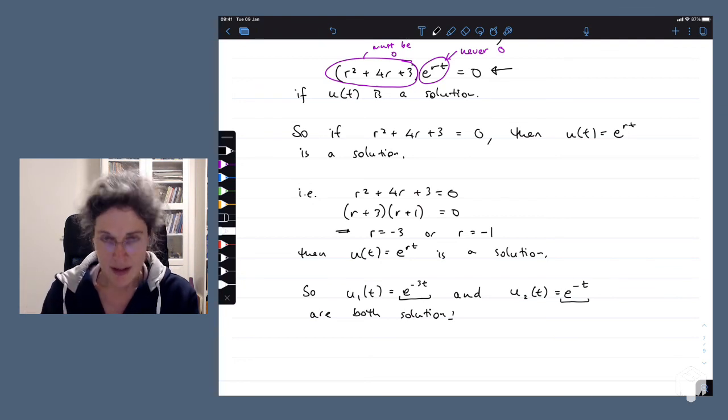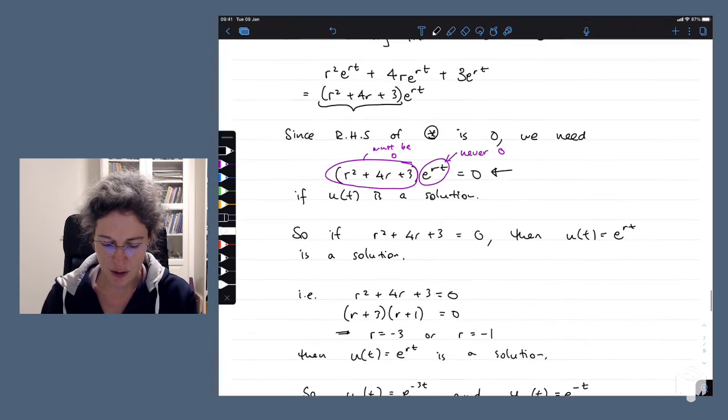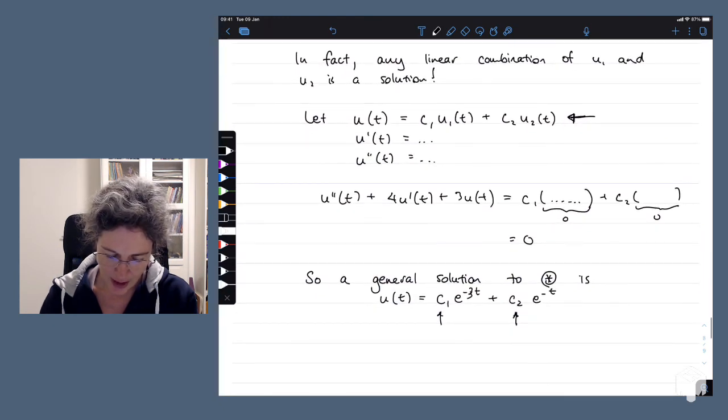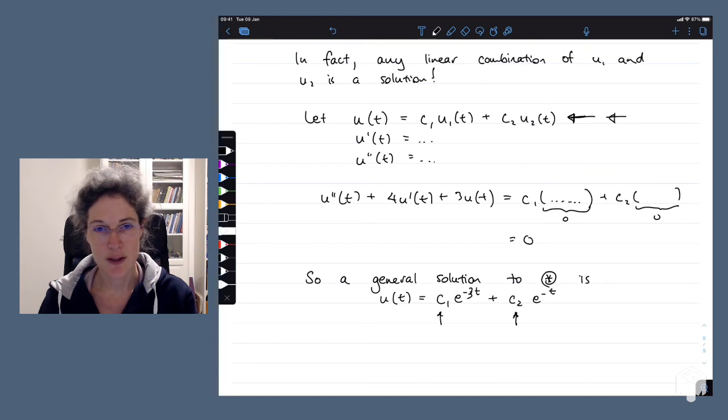But before we do that, I recommend that you take a bit of a break, make sure that you're happy with everything, go back and make sure that you're happy with the fact that a linear combination of solutions is also a solution, and then come back and we can look at the next bit of the course.